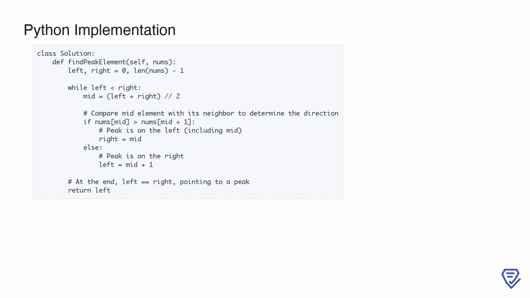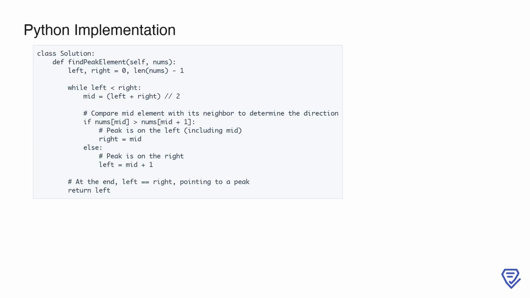Here's how it works. The function starts by initializing 2 pointers, left and right, to represent the bounds of the search space. Left is set to the start of the array, index 0, and right is set to the end of the array, index len(nums) - 1. The main logic is contained in a while loop that iterates as long as left is less than right. Inside the loop, the midpoint of the current range, mid, is calculated using integer division to avoid fractional indices.